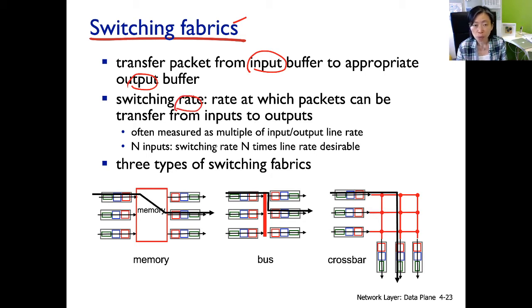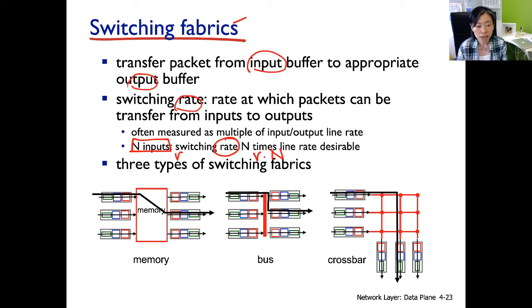Now, one thing that one needs to be very careful about when designing a router is this: if we design it such that there are N input ports possible, and the line speed of each input port is R, then you want to make sure that the switching fabric can switch at this rate, R multiplied by N.